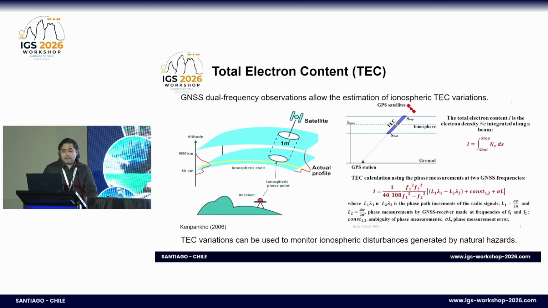GNSS dual frequency observation allows the estimation of the total electron content, TEC, or TEC variation. The TEC is the electron density integrated along a beam between the bottom and the top of the ionosphere. TEC variation, in this case, can be used to monitor ionospheric disturbance traveling, generated by natural hazards.